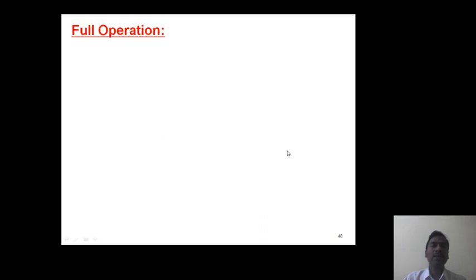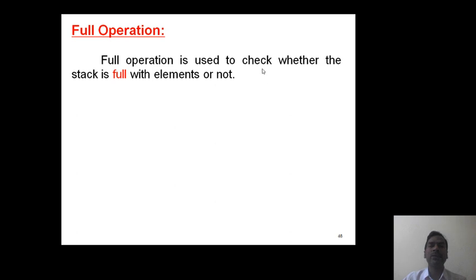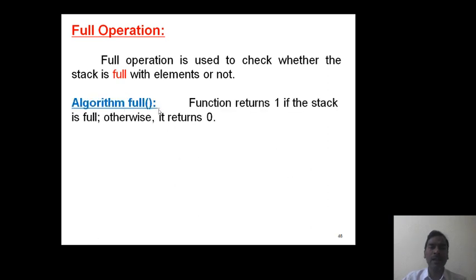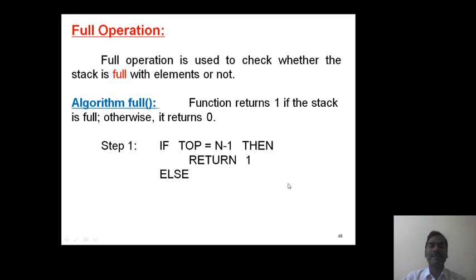Next operation, full operation. Full operation is used to check whether the stack is full or not. Algorithm full. The function returns 1 if the stack is full, otherwise it returns 0. Checking. If top equivalent to n-1, then that means stack is full with elements. Return 1. Else, return 0. End if.